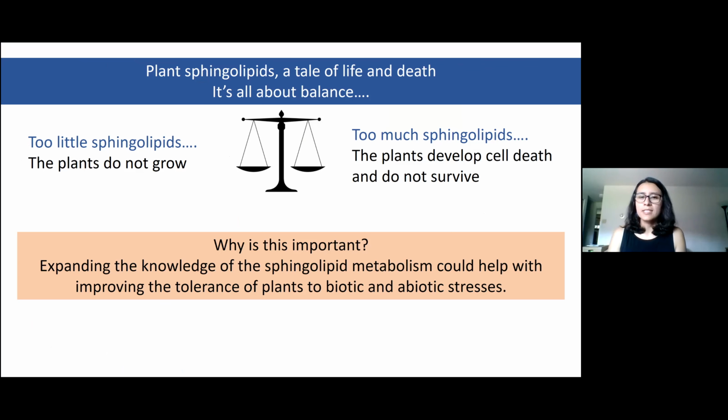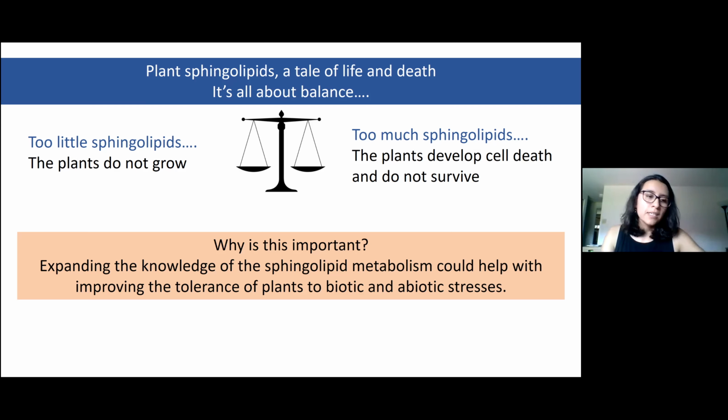But why is this important, right? We know by now the pathway has been characterized a lot, and what is important now is that if we keep expanding this knowledge of how the sphingolipid metabolism works, and we also know more about how these different intermediates and molecules can have an effect in the response of the plants to different stresses like pathogens or abiotic stresses, then that could improve tolerance of the plant to the changes in the environment. So that's the overall goal.